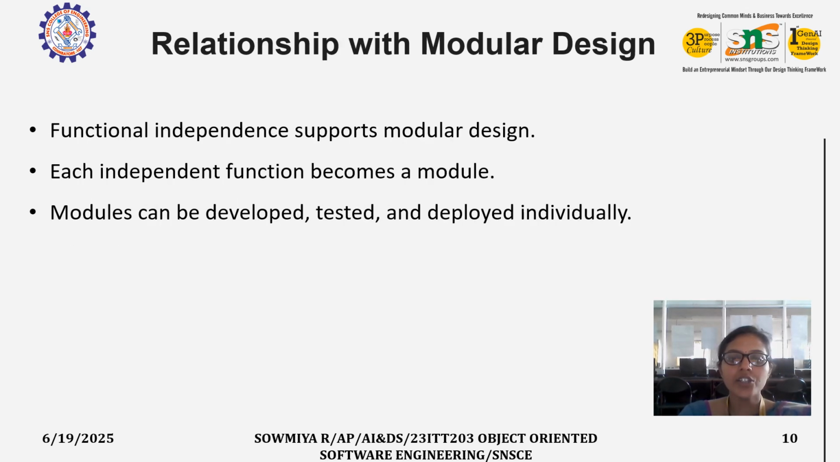Then, relationship with modular design. Functional independence is closely related to modular design. Each independent function becomes a module here. These modules can be developed, tested and deployed individually. This kind of structure supports agile and scalable software development practices.